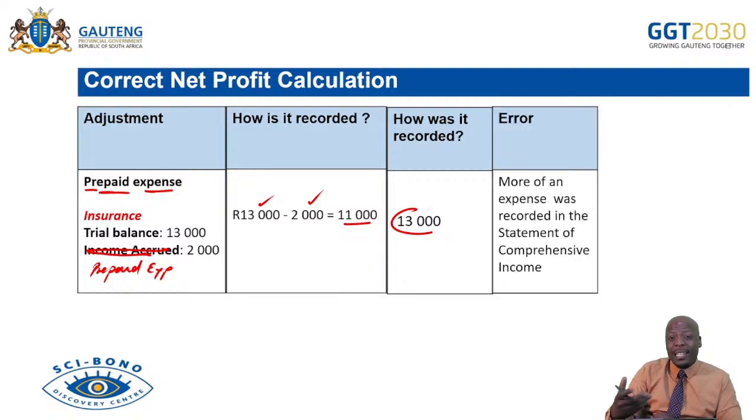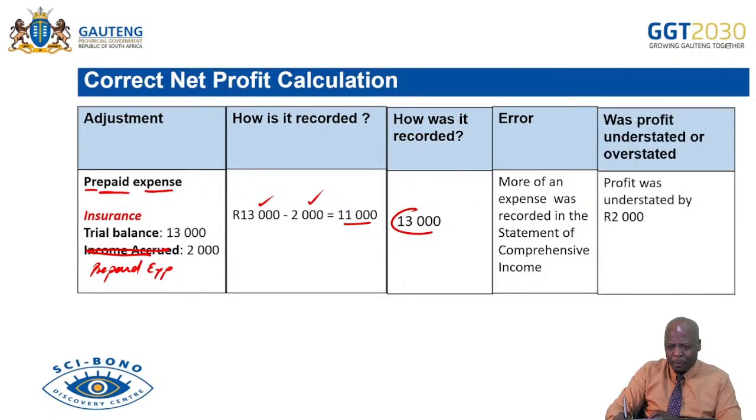Now, what did it lead to? It means more of an expense was recorded in the statement of comprehensive income. So if more of an expense is recorded, how does it affect profit? Therefore, profit was understated. Our profits were reduced in this case because we recorded more of the insurance expense.